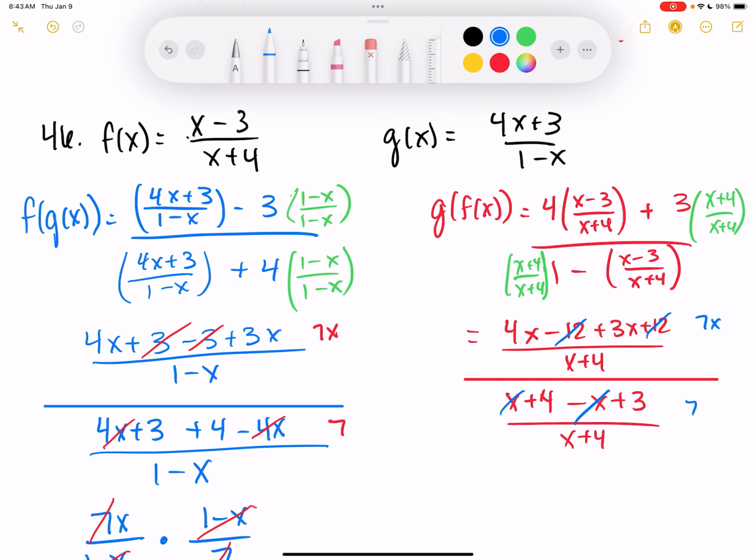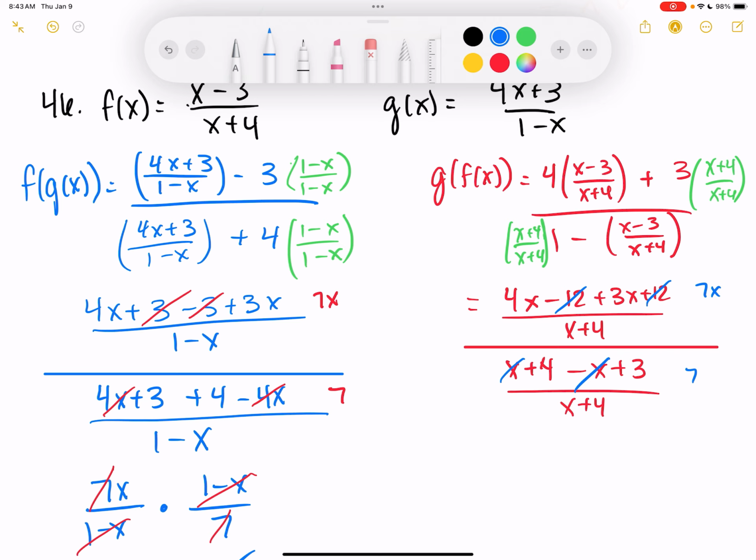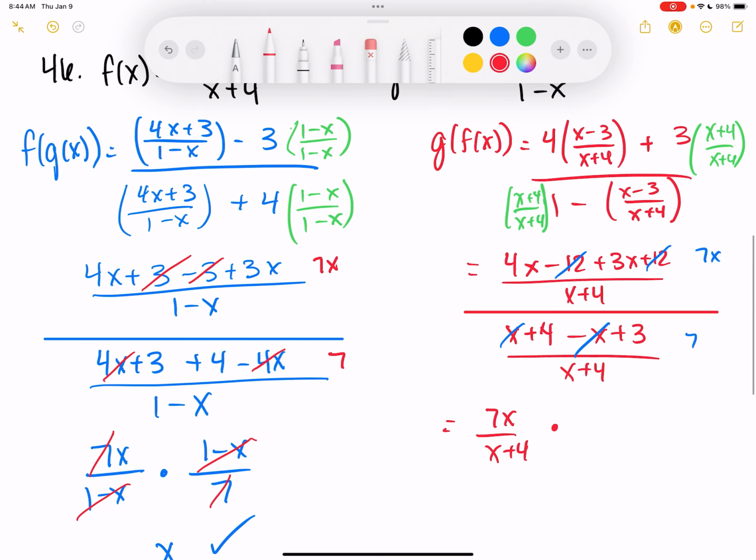I've got 2 fractions being divided by each other, so we're going to keep change flip. So I've got 7x over x plus 4 times, I'm going to flip this one, so this is going to be x plus 4 over 7. X plus 4's cancel, 7's cancel, so I'm left with an x. So again, I have verified that these are inverses.